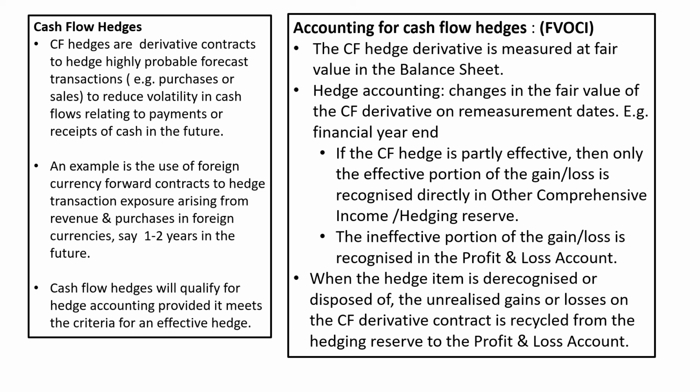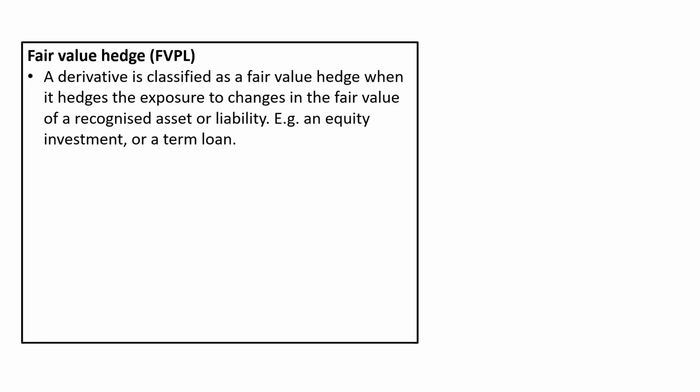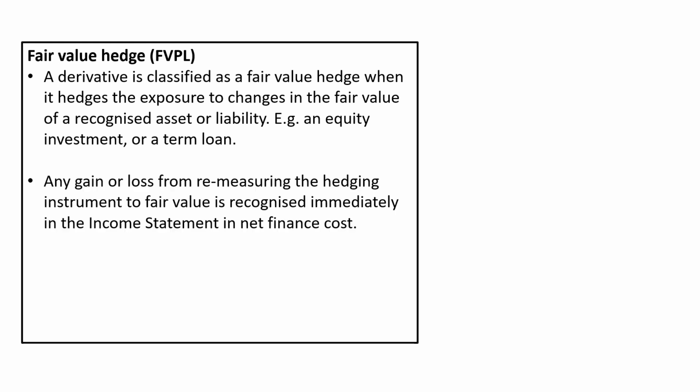When the hedge item is derecognized or disposed of, any unrealized gains or losses on the cash flow derivative contract are recycled from the hedging reserve to the profit and loss account. Fair value hedge. The measurement basis for this is fair value through profit and loss. A derivative is classified as a fair value hedge when it hedges the exposure to changes in the fair value of a recognized asset or liability, for example an equity investment or a term loan.